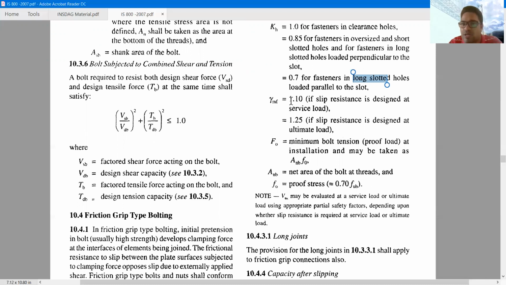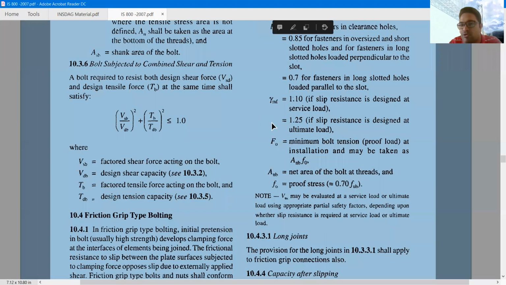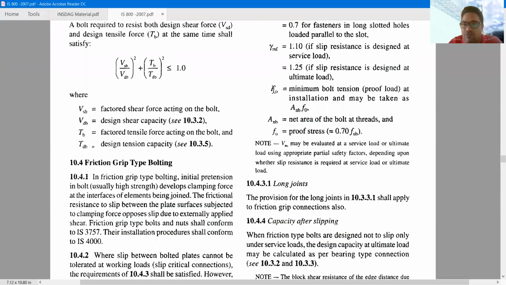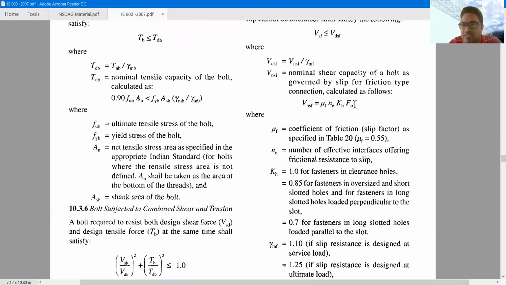Similarly, gamma MF is the safety factor, which is 1.1 if slip resistance is designed at the service load. So if we are designing for service load, we will use 1.1. If slip resistance is designed on ultimate load, in that case we use partial safety factor 1.25. F naught is very important, we use it in the formula. Again, see in the formula the last value is F naught.